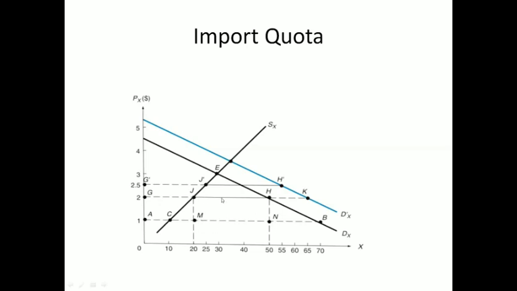Now, what is the impact of this import quota? First of all, if we have this restriction of import quota, this commodity is now available less to this economy.